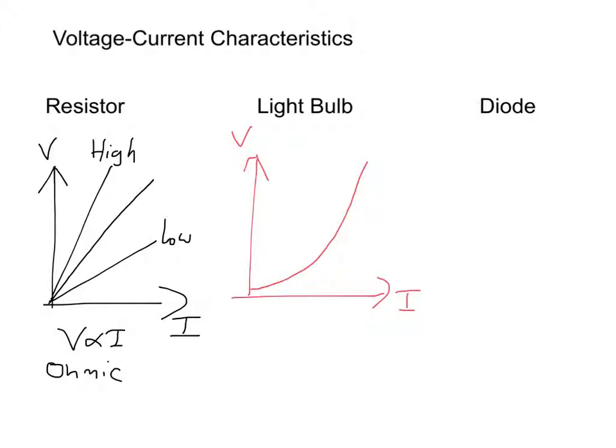And in this case you need to be careful. The resistance does not equal the gradient. You would simply divide voltage by current to find it at any point.